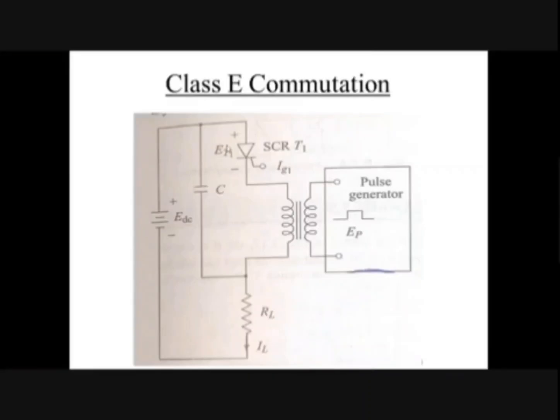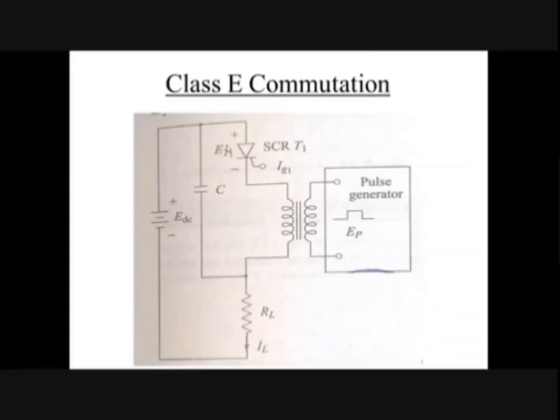Here you can understand that the SCR is turned off just by applying an external pulse through the pulse transformer. It is nothing but just like an ordinary transformer. The main difference is that in the case of a pulse transformer, the turns ratio will always be 1:1. We have studied the power transformer in detail in Machines 1. There the turns ratio can be anything, depending upon stepping up or stepping down of the voltage.